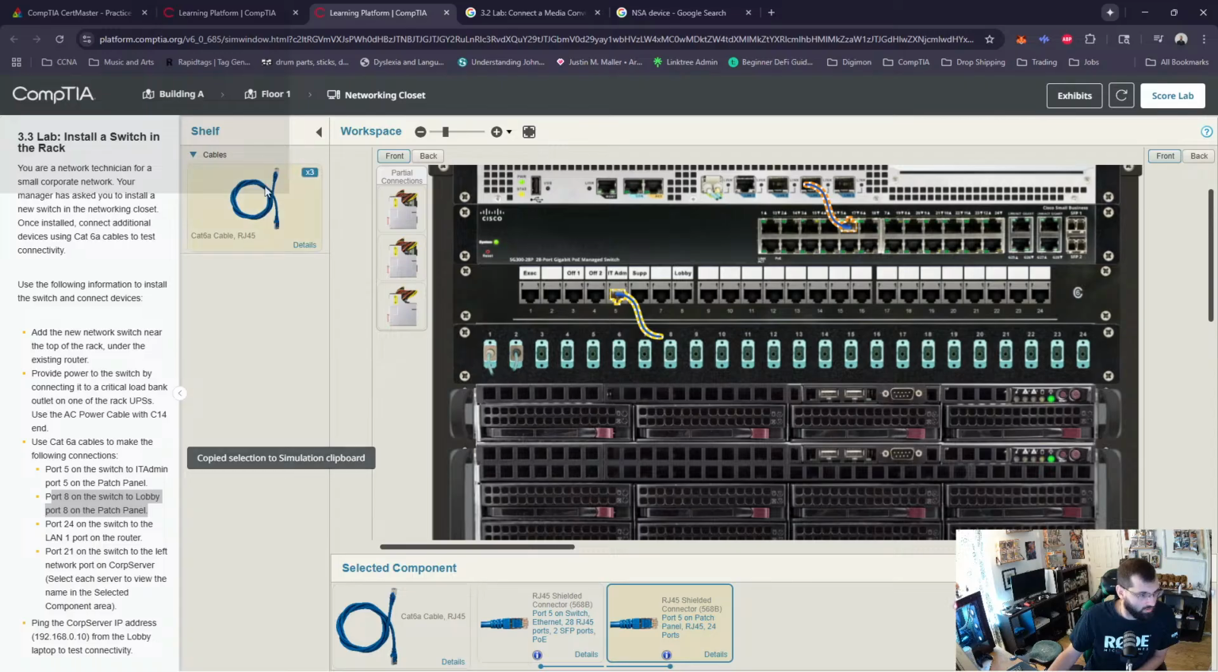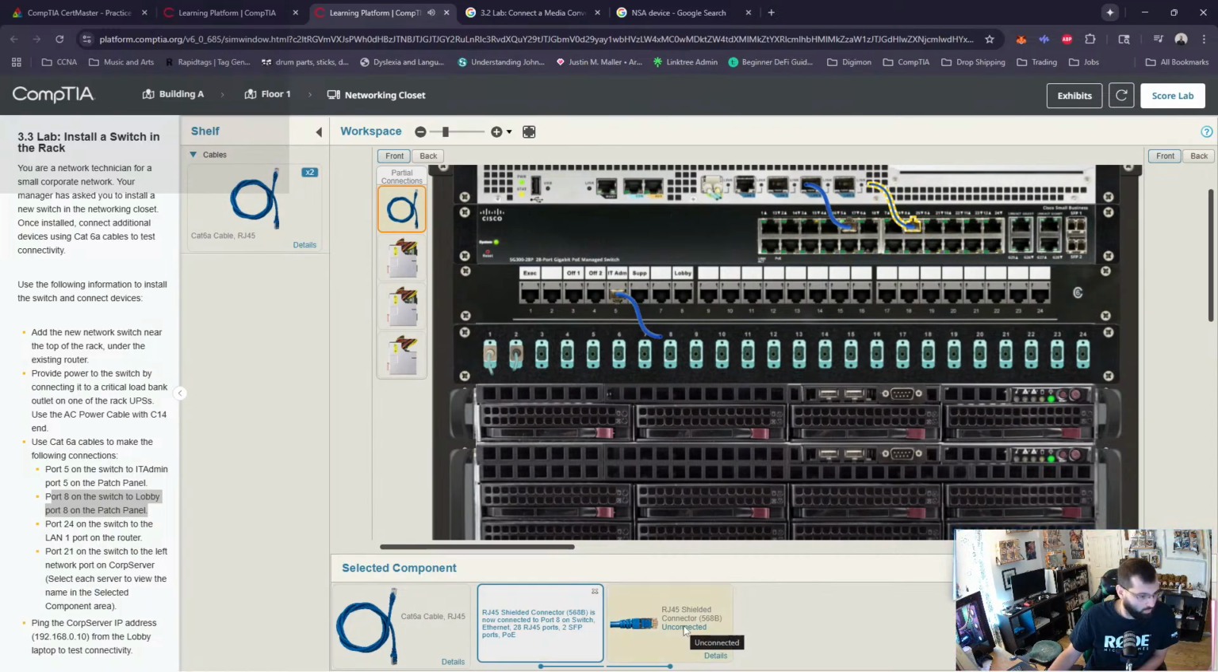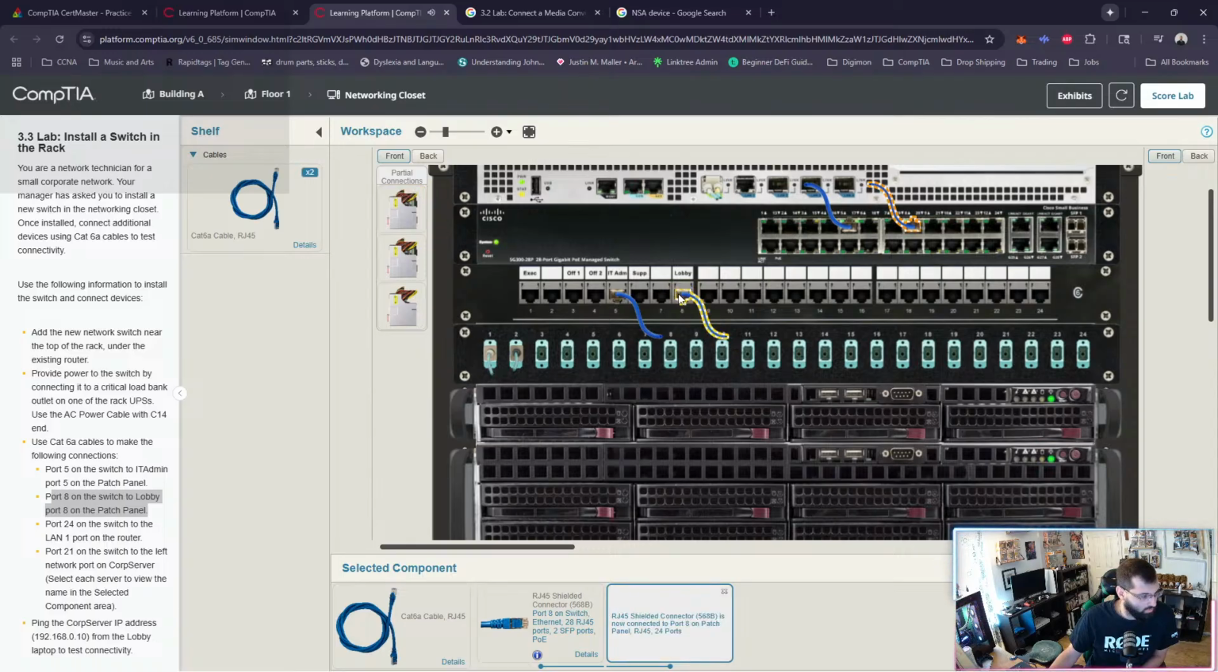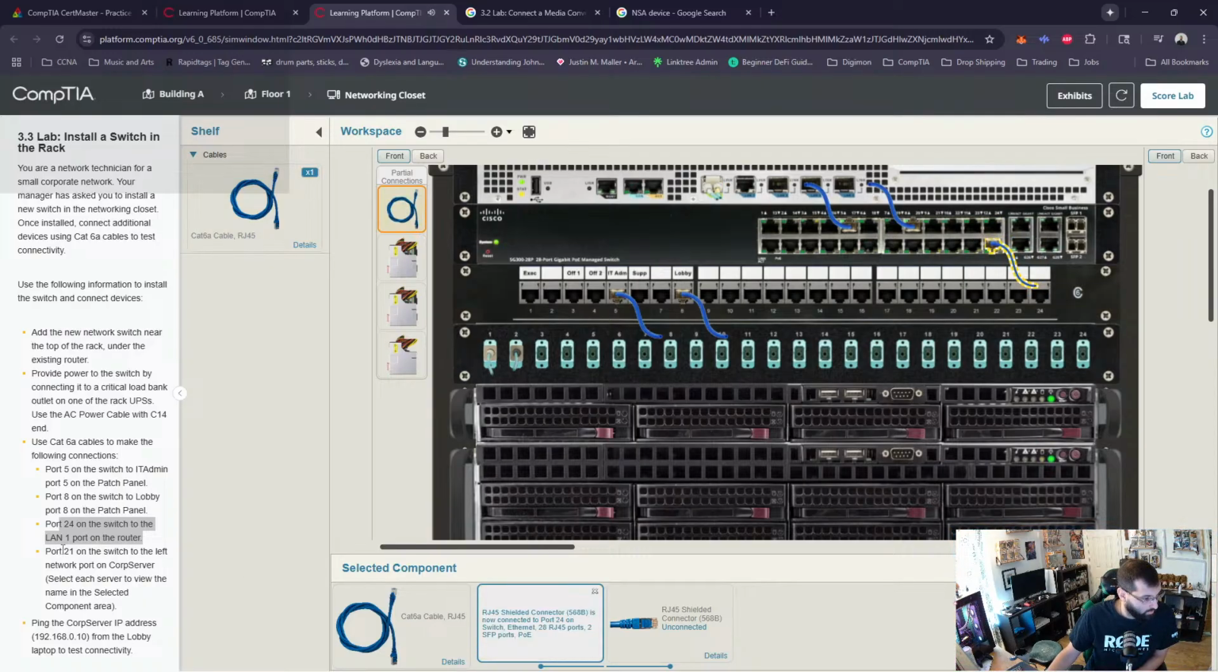Port 8, 6, 7, 8 to port 8, which is the lobby. Port 24, 22, 23, 24 down here to the LAN 1 port on the router.